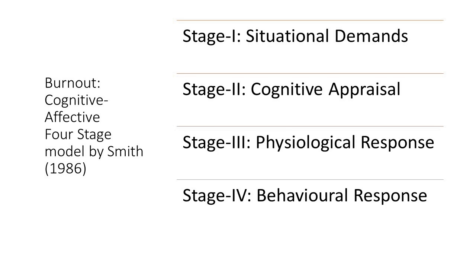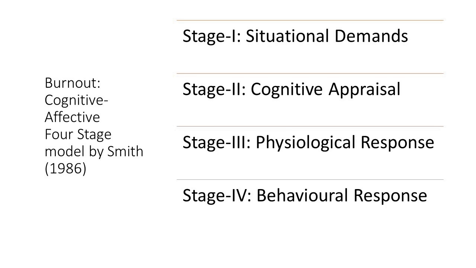And again, I'm repeating that if you understand this model of burnout, which we refer to as the cognitive-affective model, this is a four-stage model proposed by Smith in 1986. It still has a lot of relevance, and this model gives you a very good understanding of what the effective strategies are to prevent burnout among athletes.